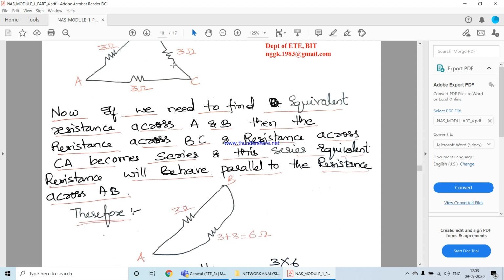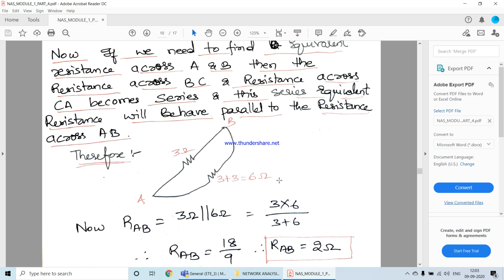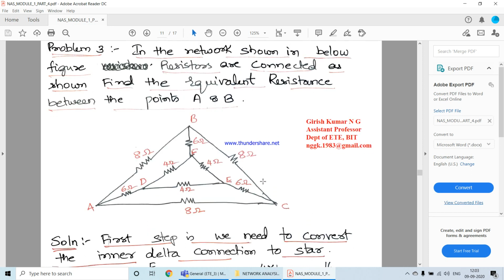So these both will be in series, 3 ohm and 3 ohm, that is equal to 6 ohm, and that 6 ohm is in parallel with 3 ohm. So finally I get RAB would be equal to 3 ohm parallel with 6 ohm, which is equal to 3 into 6 by 3 plus 6, which is 18 by 9. Therefore total resistance RAB across A and B terminal is equal to 2 ohms. I hope the problem is clear to you. Okay, fine. Now let us go to the next problem.